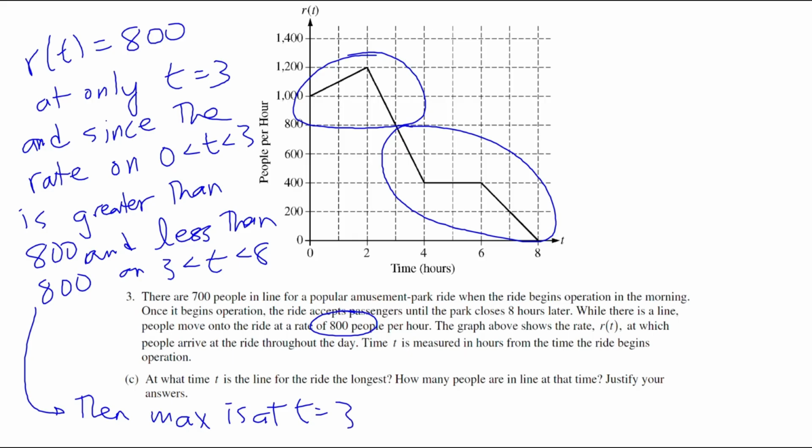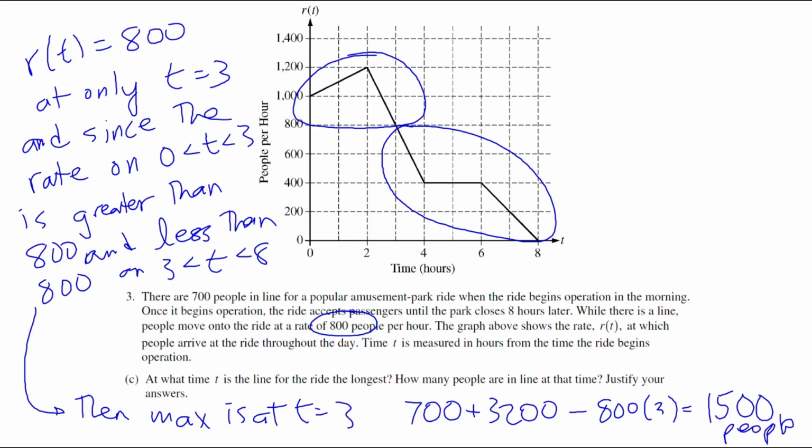And we want to know how many people are in line at that time. Well, we had 700 people to begin with. We need to add to that the amount that got in line from 0 to 3, which we already found out in part A was 3,200. And then we subtract from that the rate at which the people move on to the ride, which is 800 for those 3 hours. So minus 800 times 3, which is 2,400. So we'll do 700 plus 3,200, which is 3,900. Subtract 2,400 from it, and we get 1,500 people.